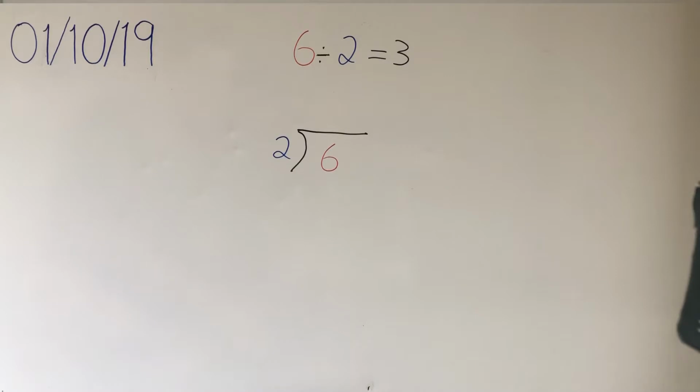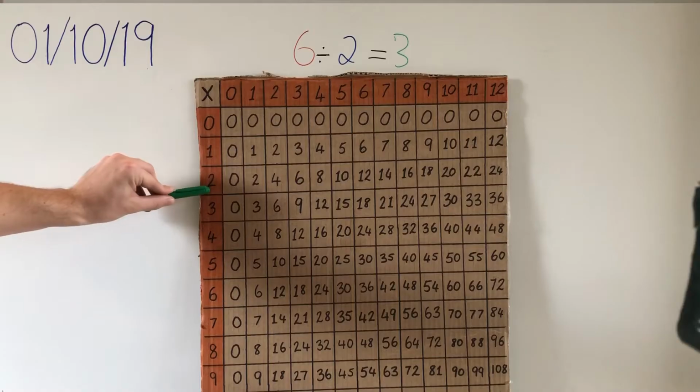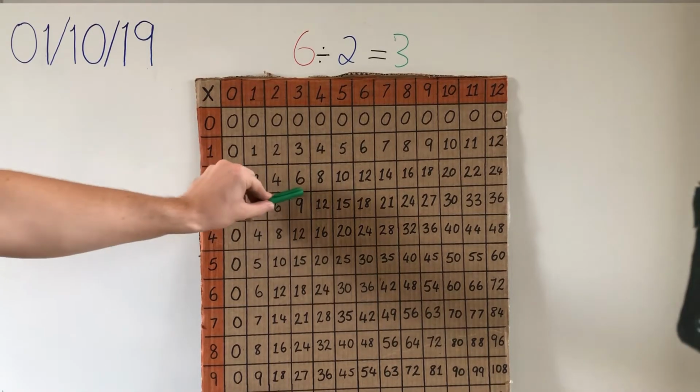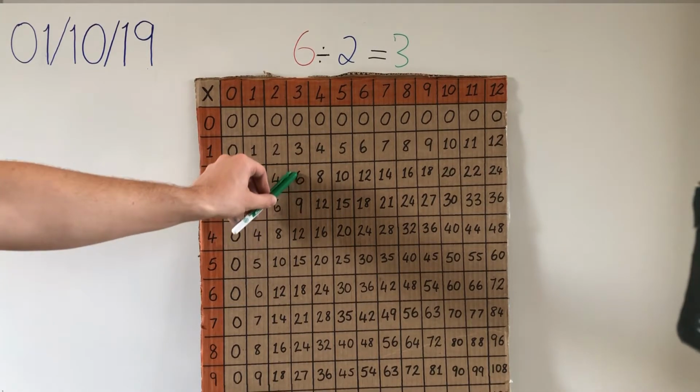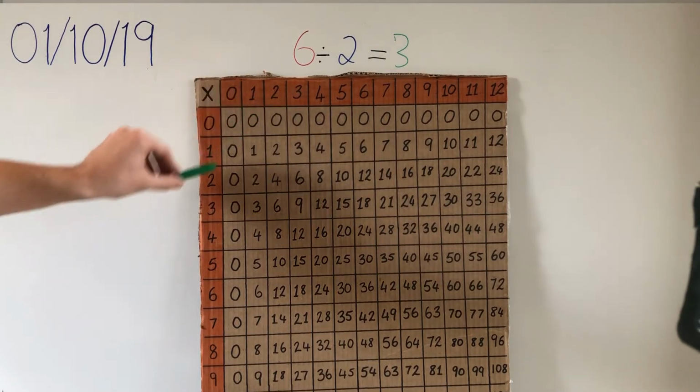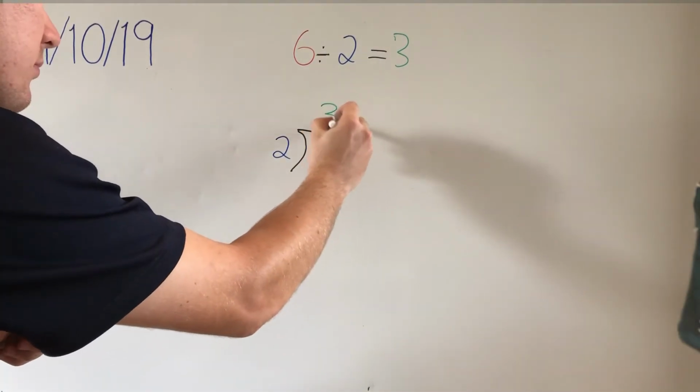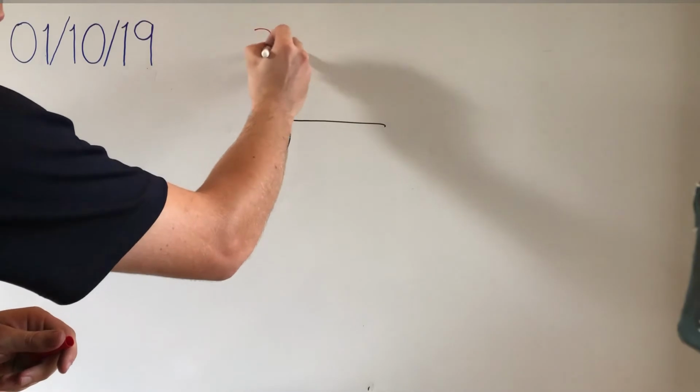We can use the multiplication table to figure out the answer. First, we find the 2 and then move across until we find the number 6. The multiplication table shows us that 2 times 3 equals 6. So 6 divided by 2 will equal 3. Let's try a harder example.